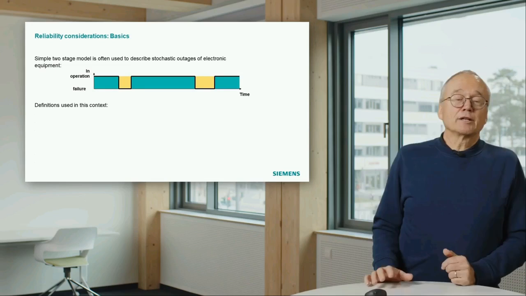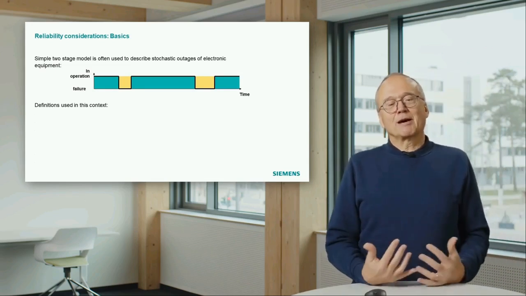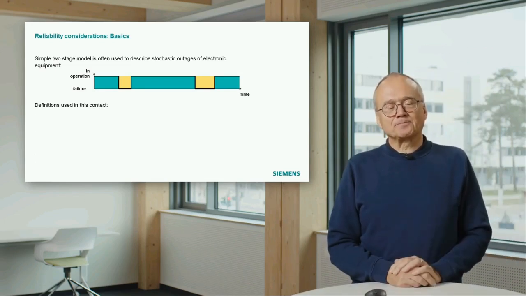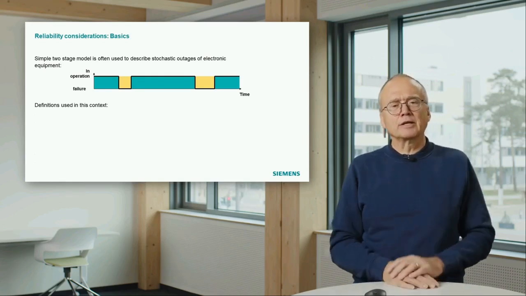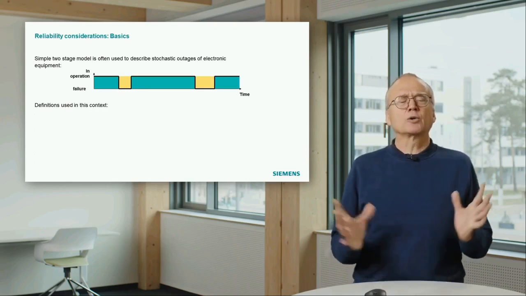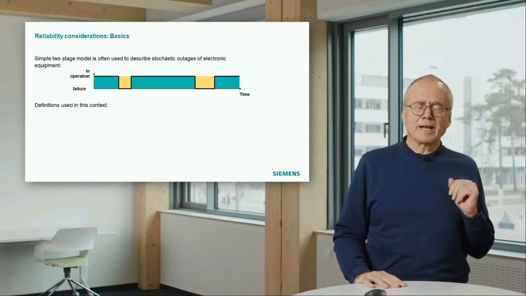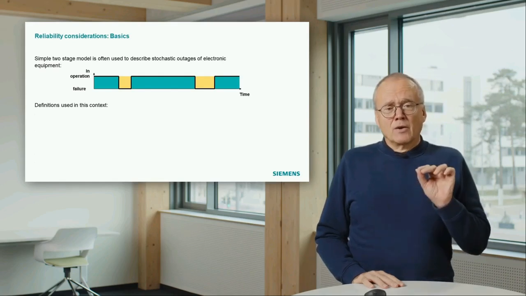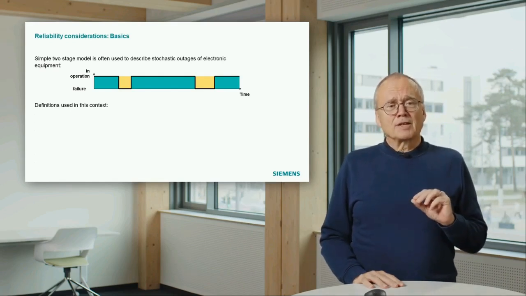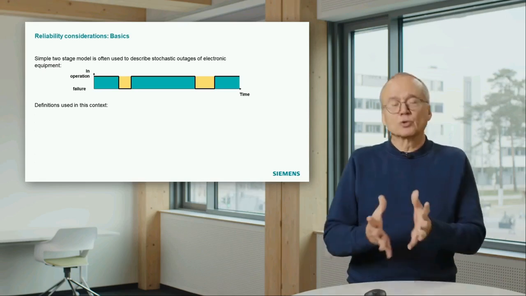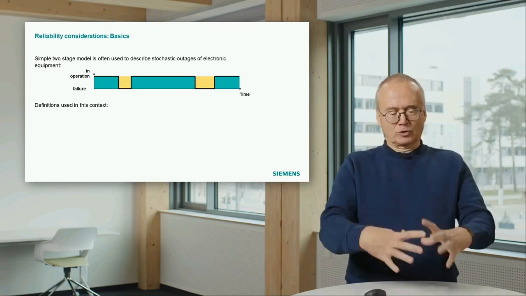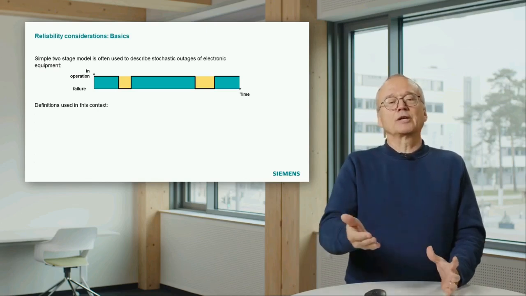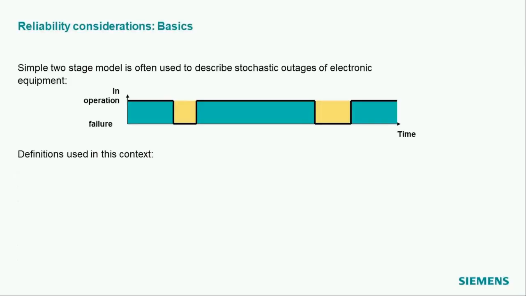Now I would look a little bit into some theoretical considerations. You often hear about things like mean time between failures, mean time to repair, outage rates, and so on. What is that in this context? Often we assume a simple 2-stage model to describe an electronic component. That means you say you have an electronic device, it's either in operation or it has a failure. And you can draw a diagram like this.